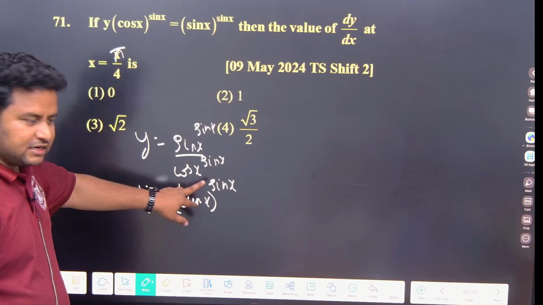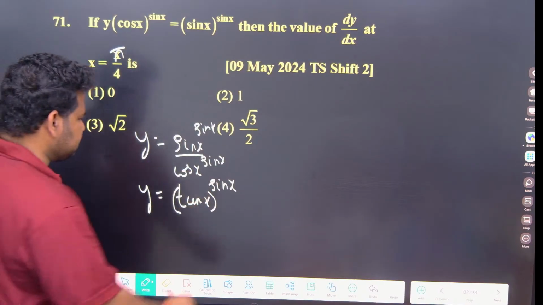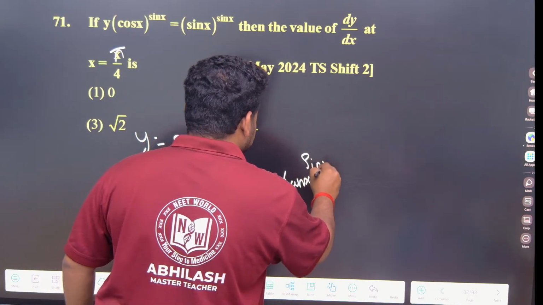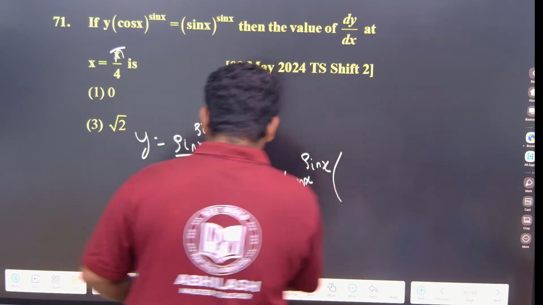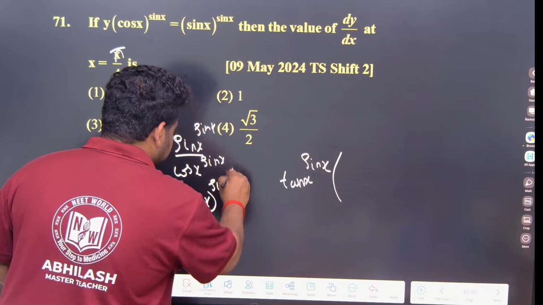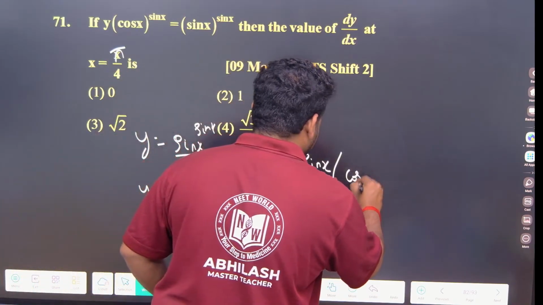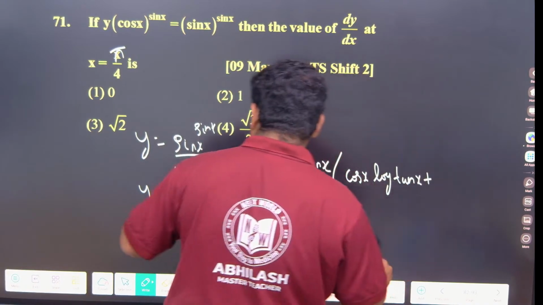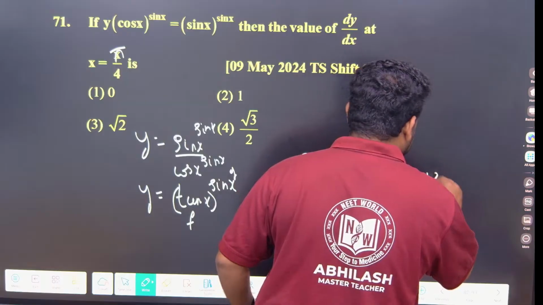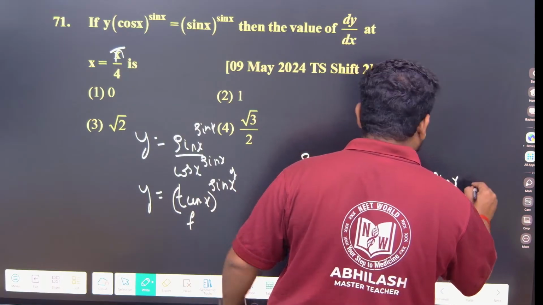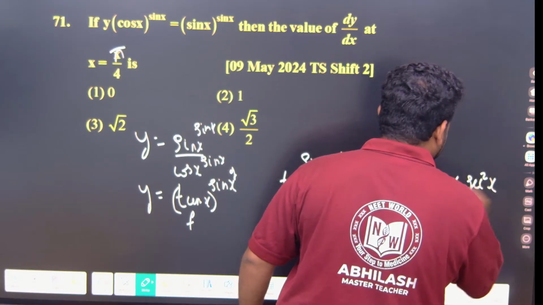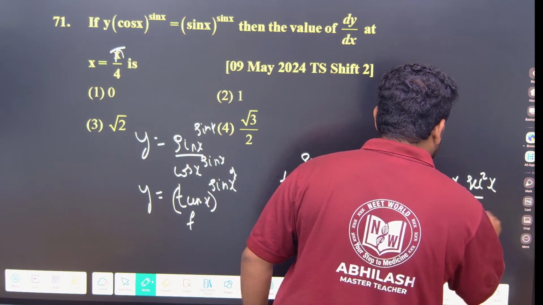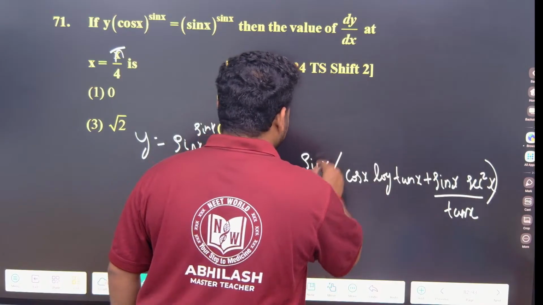This is an exponential function. I can write the derivative as tan x power sin x into g dash, where this is f and this is g. So g dash is what? Cos x, very good, log of tan x, plus sin x into the derivative of tan, which is secant square x by tan x. Now tan x to the power sin x.